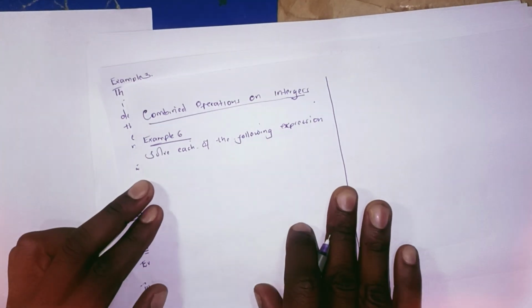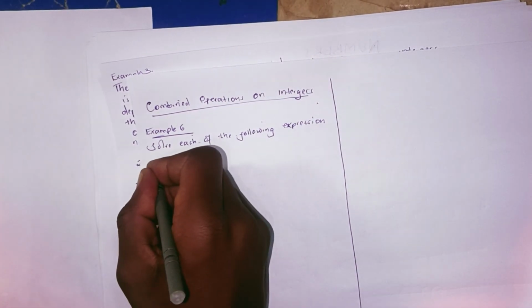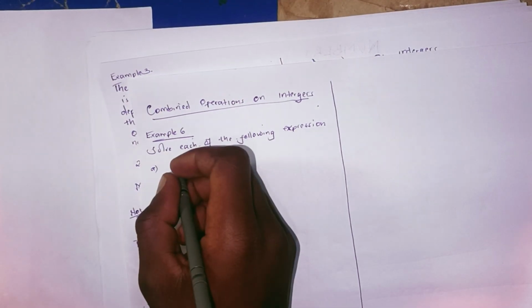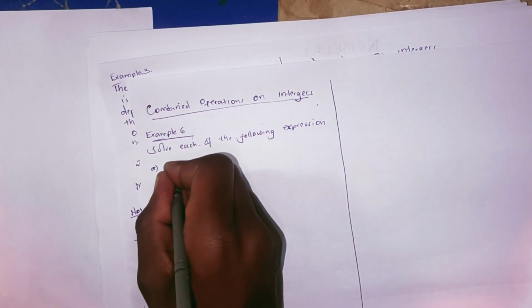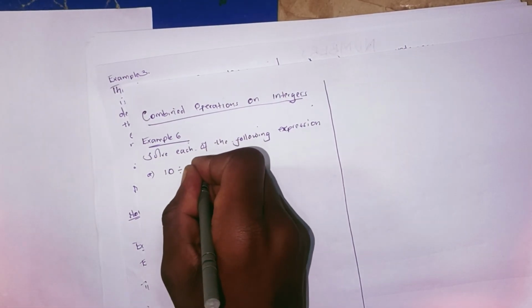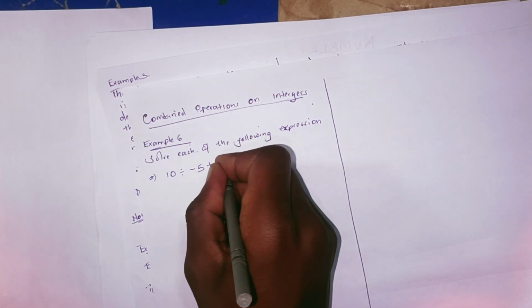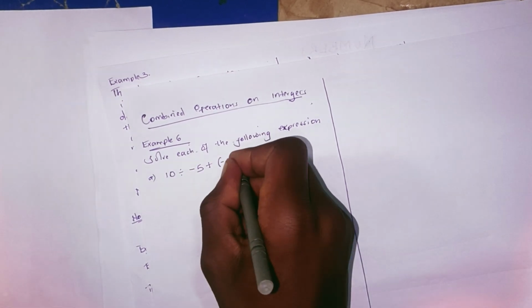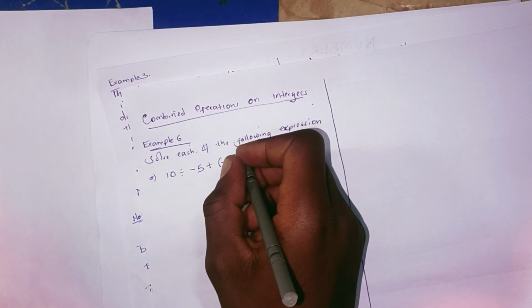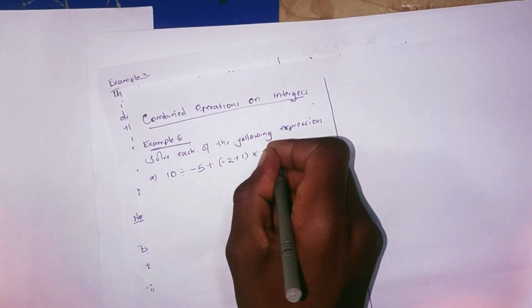Solve each of the following expressions. The first expression is this one. Let me just improvise an example like 10 divided by negative 5, then plus the bracket negative 2 plus 1, times negative 27.